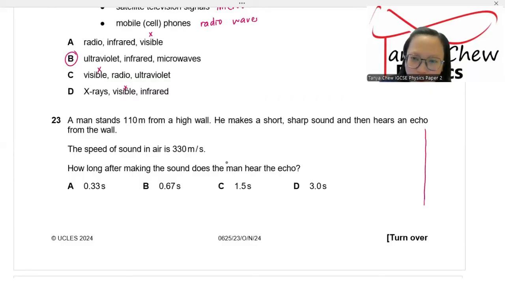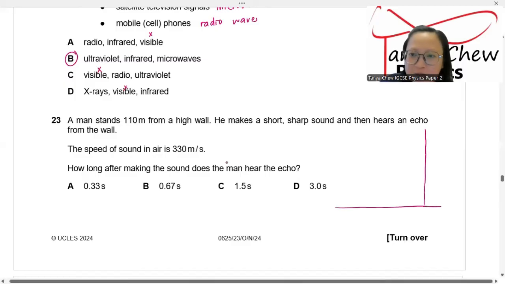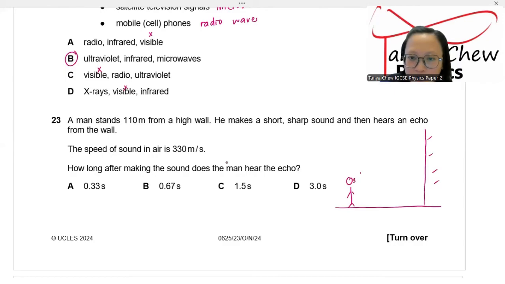So this is a tall wall, and let me draw the man. This is the man here, and then shouting towards the wall, right? So the man and the wall, it is 110 meter.